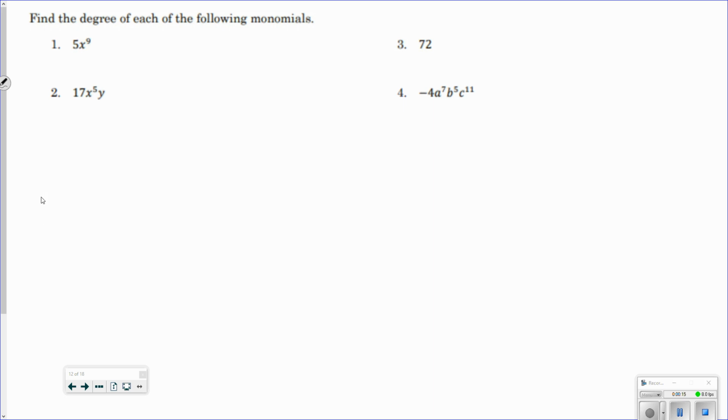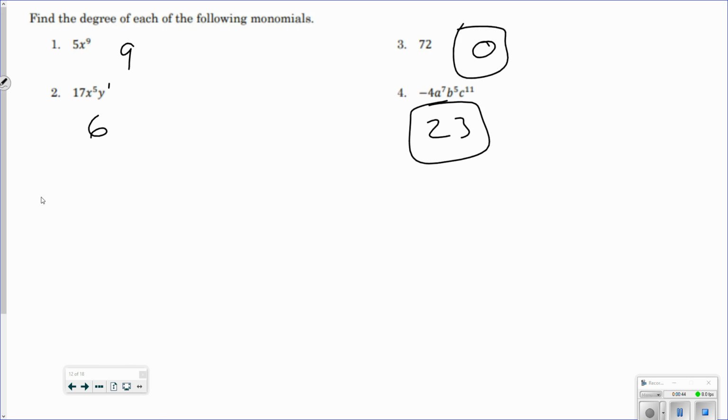So, find the degree of each of the following monomials. Number one, the degree is going to be 9. You just add up all the exponents for the variables. For number 2, we have a 5 and a 1 for that y, so the degree is 6. For number 3, the degree is going to be 0, because you don't have a variable. For 4, you add up 7, 5, and 11, that's 23. And those are your answers for the degrees of each monomial.